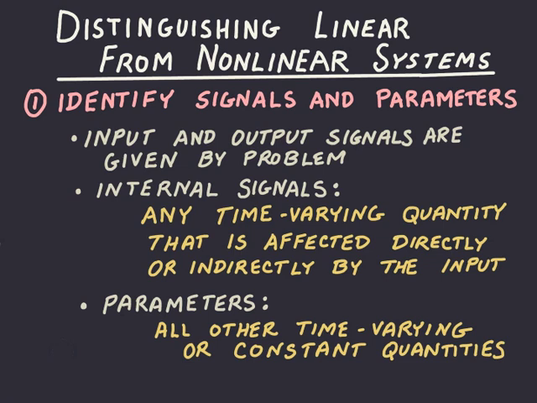So the first step is to identify signals and parameters. Whenever we're given an equation of motion, the input and output signals will be identified. There will also be internal signals, and internal signals are any time-varying quantity that is affected directly or indirectly by the input. All other time-varying or constant quantities in the equations I'll refer to as parameters.